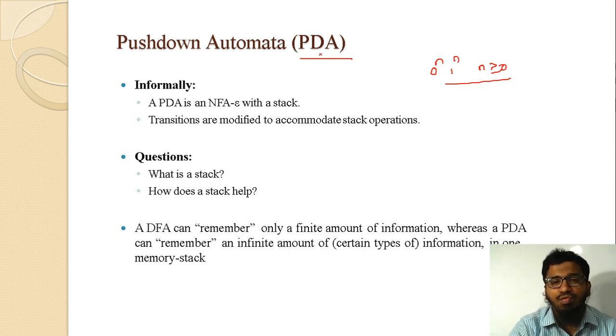Even if we have infinite, we can solve with the help of PDA, but we need to take some initial value, some value like k. That I will explain in this video. Next, what is a PDA? It is an NFA with epsilon transitions and a stack. So PDA has the epsilon as well as the stack.